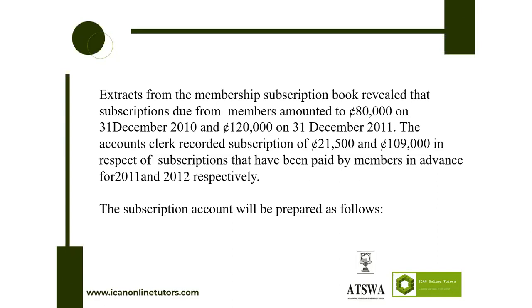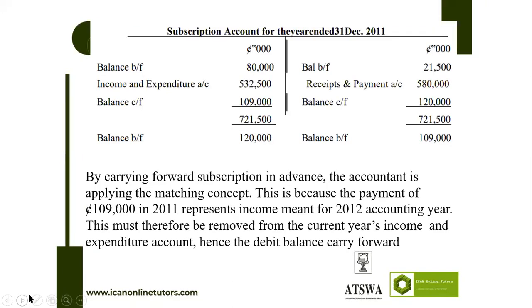Okay, extract from the membership subscription book revealed that subscriptions due from members amounted to 80,000 on the 12th December 2010 and 120,000 cedis on 31st December 2011. The accounts clerk recorded subscription of 21,500 cedis and 109,000 cedis in respect of subscriptions that have been paid by members in advance for 2011 and 2012 respectively. So the subscription accounts we prepared as follows. I'm only going to show us how the subscription account looks like, and then we're going to have an illustration where we will have to prepare the subscription accounts from scratch. So this is what the subscription account looks like.